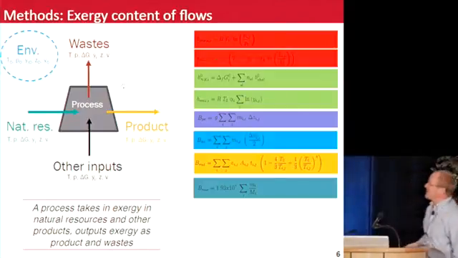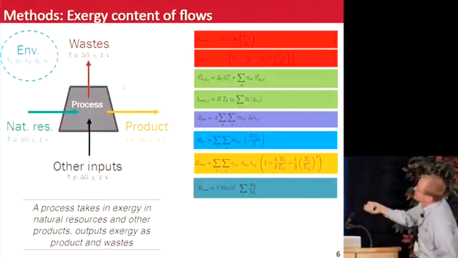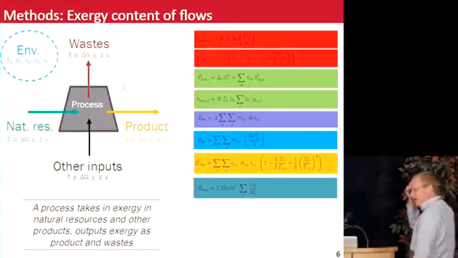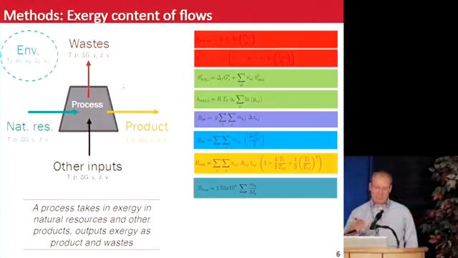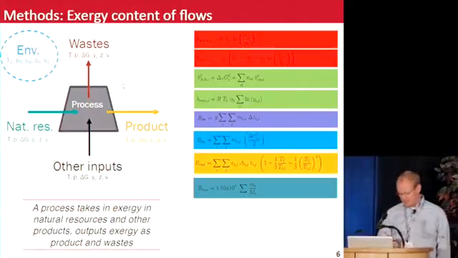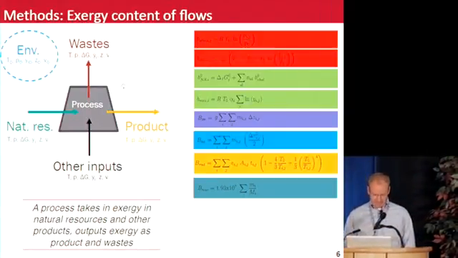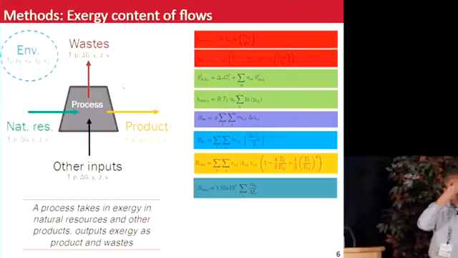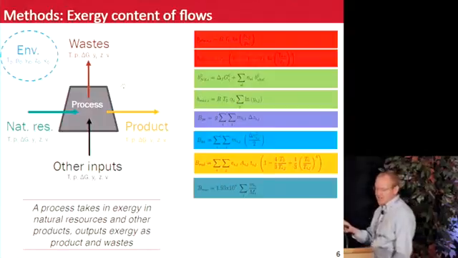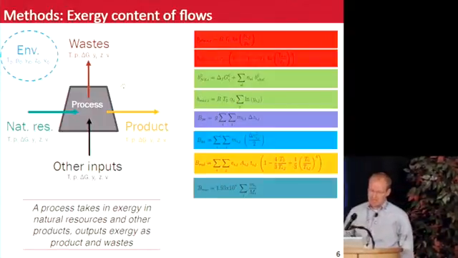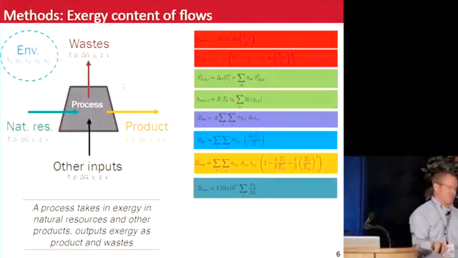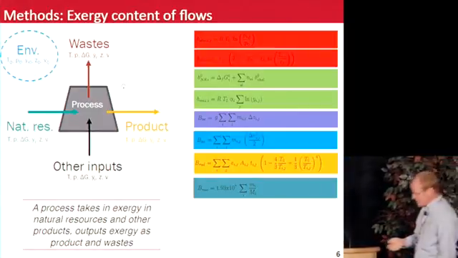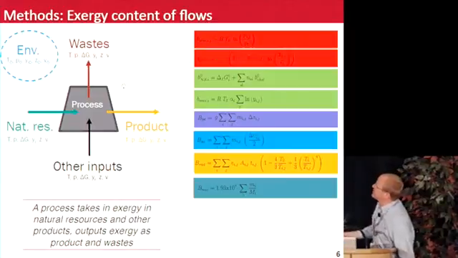The process then spits out two types of products, one of which is wastes, here on the top. Those go back towards the environment, and the other is the product output, which is then traded elsewhere in the economy or used in other economic processes. So for our conception here, a process is something that takes in exergy in the form of natural resources and other products and outputs exergy in the form of products and wastes. The outputs are always less than or equal to the inputs, actually strictly less than in a real system, because all real processes destroy exergy.